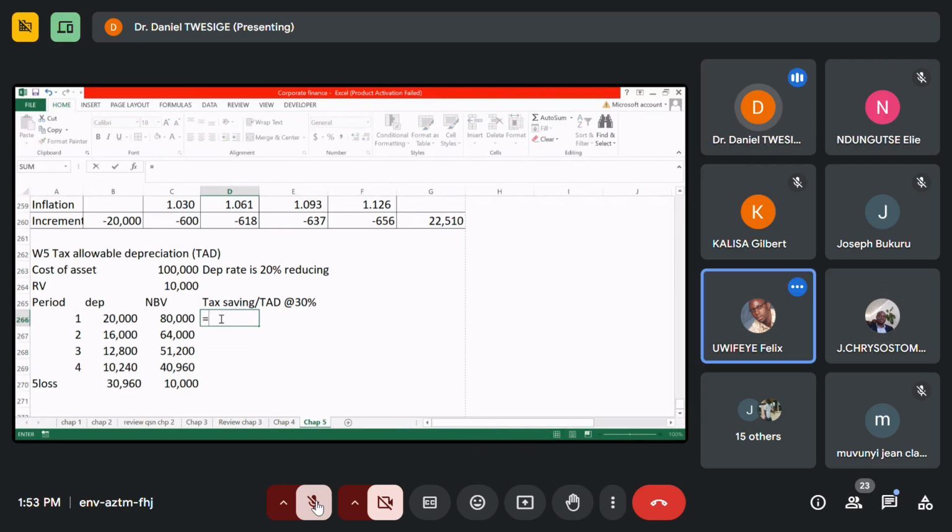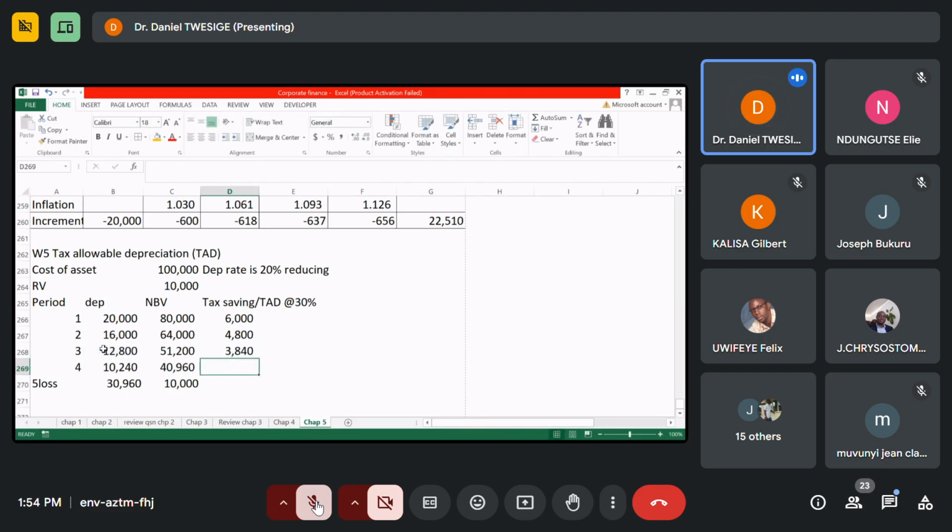So how do we calculate this? We calculate it on this saving times the tax of 30%. Get this times 30%. This times 30%. This times 30%. And this times 30%.